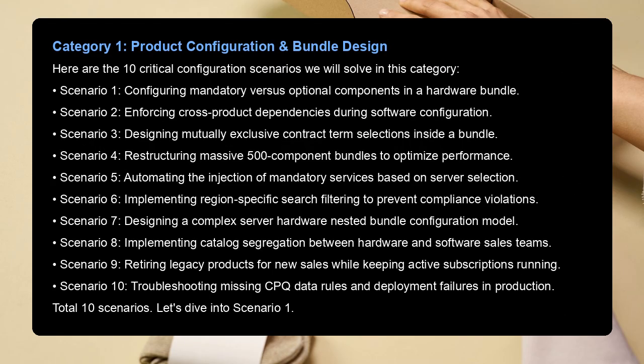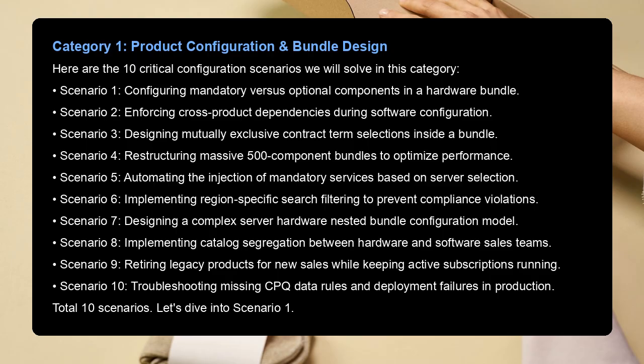Category 1, Product Configuration and Bundle Design. Here are the 10 critical configuration scenarios we will solve in this category. Scenario 1, Configuring mandatory versus optional components in a hardware bundle. Scenario 2, Enforcing cross-product dependencies during software configuration. Scenario 3, Designing mutually exclusive contract term selections inside a bundle. Scenario 4, Restructuring massive 500 component bundles to optimize performance.